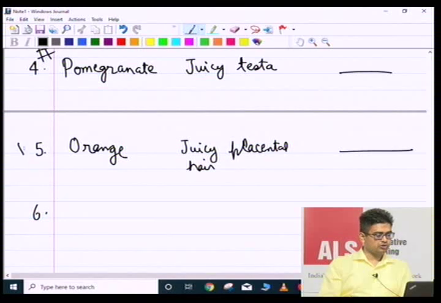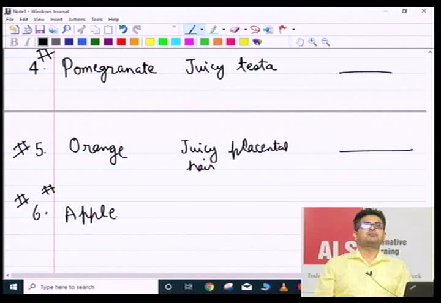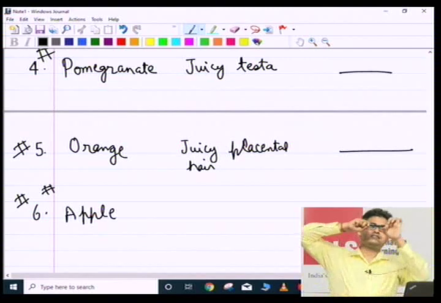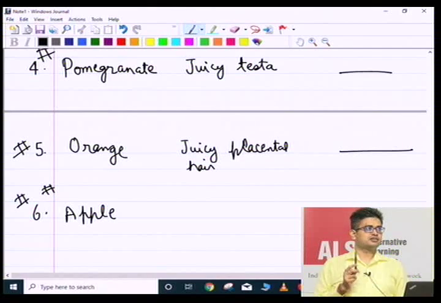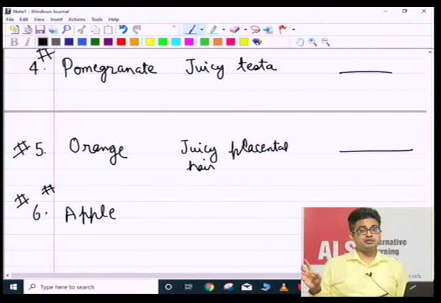apple. Apple is very, very important. In apple, the actual fruit is present in the center, the part which we do not eat. And apple seeds contain a poison, which is cyanide. That is why apple seeds should never be consumed. Apple, pear, plum, peach: never consume the seeds of these fruits.